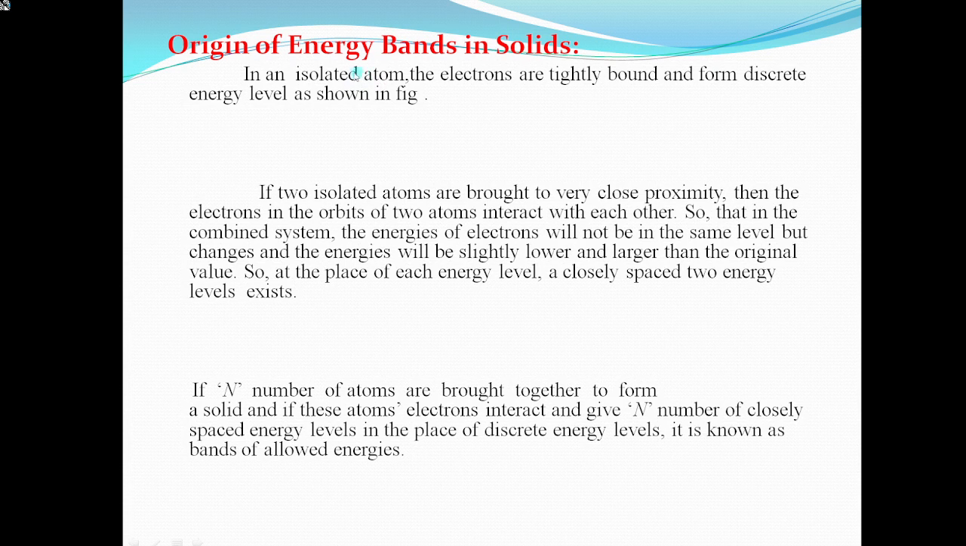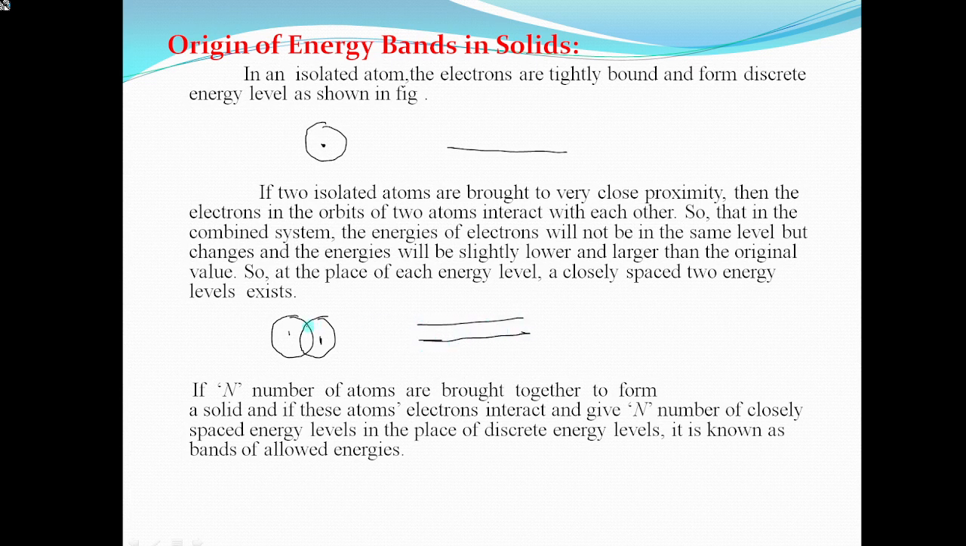So what happens in the atom? Electrons are tightly bound and it forms a discrete energy level. So if I take one atom, it forms one discrete energy level. Now if I take two atoms, it forms two discrete energy levels.